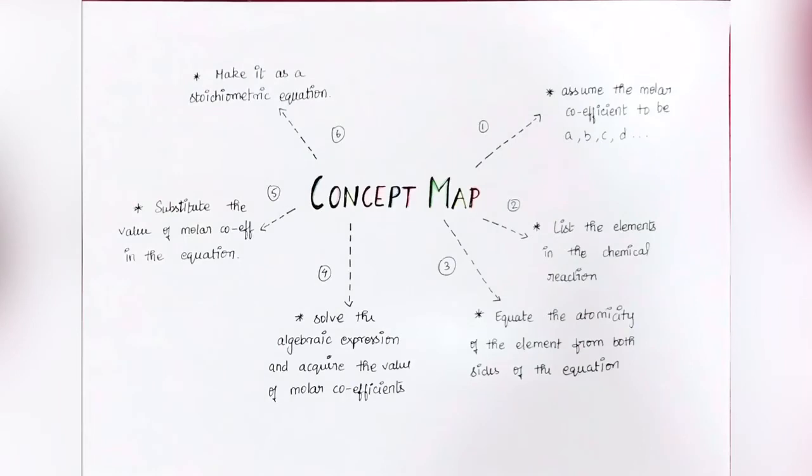And the fourth step would be to solve the algebraic expression. By solving it, we acquire the values of the molar coefficients. And the fifth step is to substitute the values of the molar coefficients in the equation. After substituting, we get a balanced equation. And the final step is to make it a stoichiometric equation. And finally, the required balanced equation has been found.